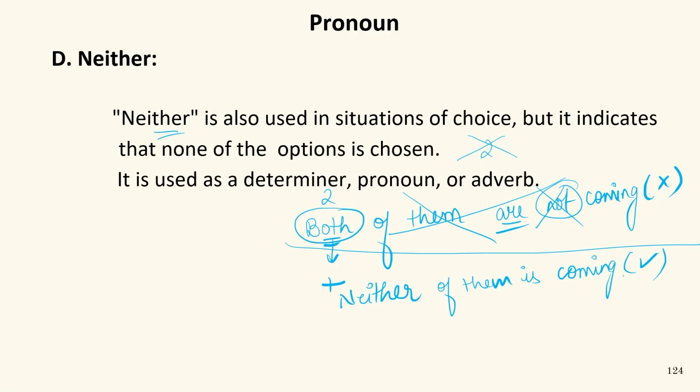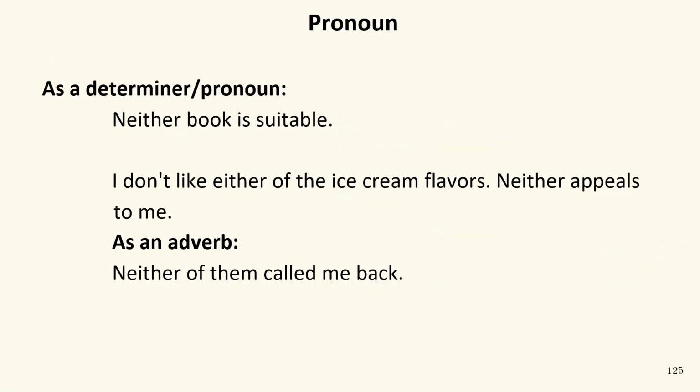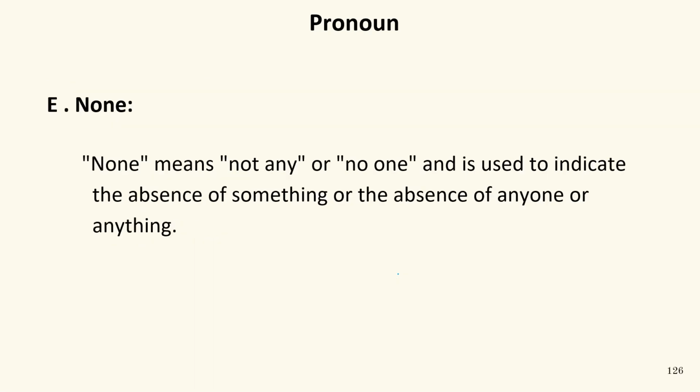But now we will have to, because in spotting errors, each and everything is focused individually. Now let us move to some more examples of neither. Like, neither book is suitable, the sentence is correct. I don't like either of the ice cream flavors, neither appeals to me. As an adverb, neither of them called me back. So these are several examples of neither.